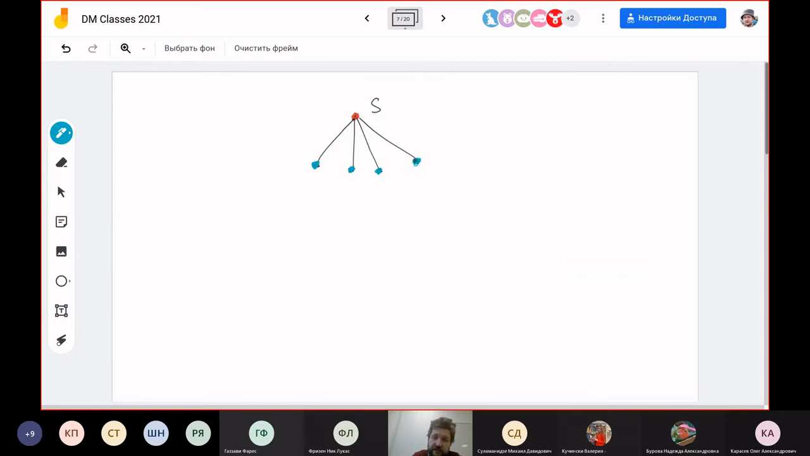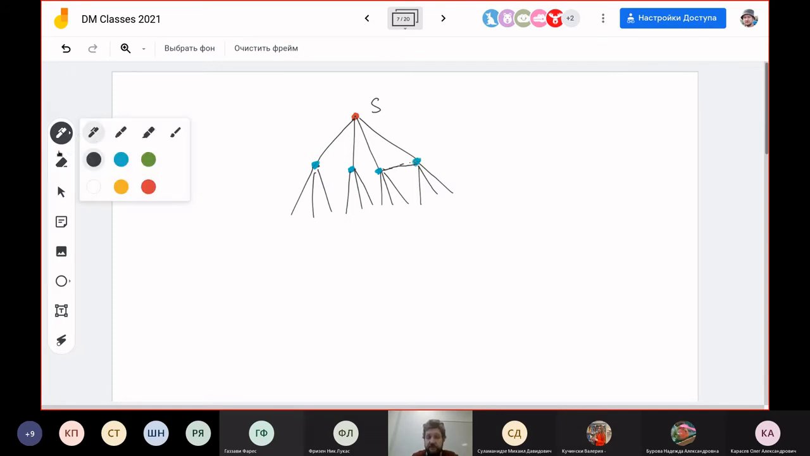So next, we again look at the next edges, which go somehow there. But the problematic case is if there is an edge which connects two vertices of the same color, then we fail. And we say that it's not two colorable. If it's not the case, then these guys are going to be colored, of course, in red.